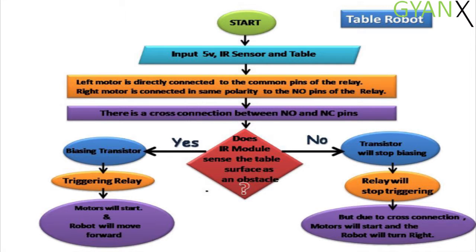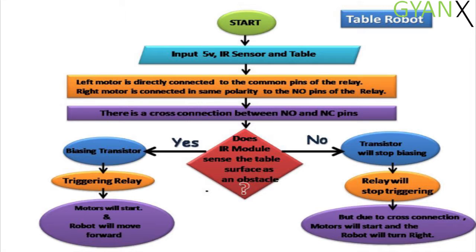Now let us see the flowchart for the table robot. In this, we'll be having the input as 5V voltage supply, an IR sensor to sense the edges of the table, and a table which will be our arena.